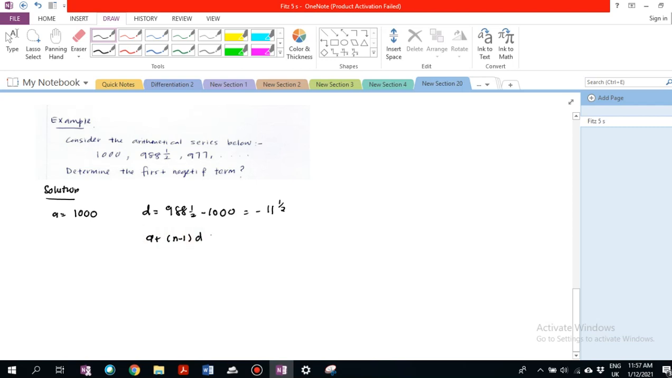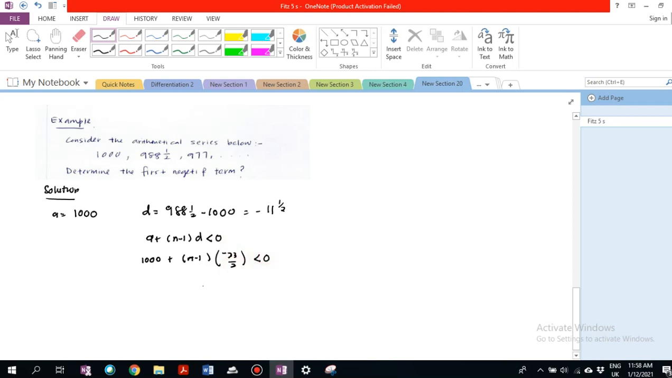The first negative term should be below 0. So the first one to become 0, and then the value that is below 0. So you have your A is 1000 plus, what is your n? n is what we want to find, (n minus 1). And what is your D? D is negative 23 over 2. It's below 0.